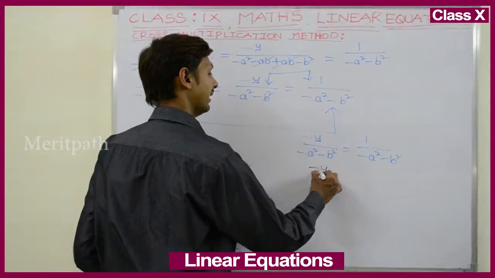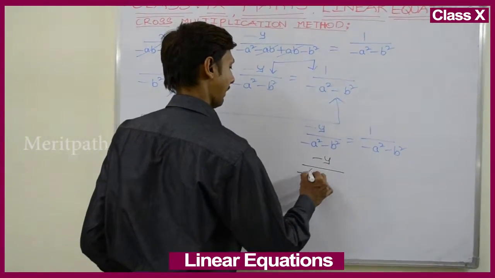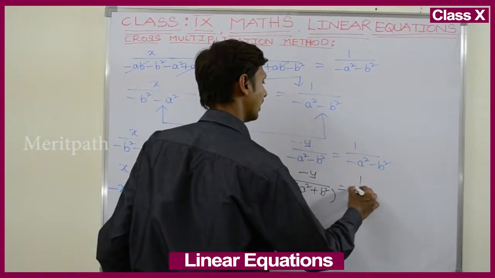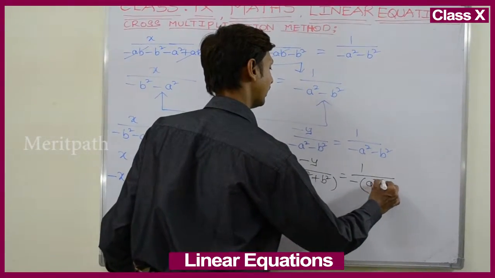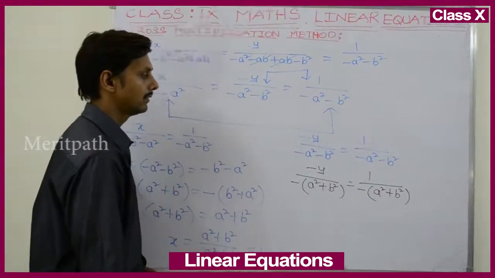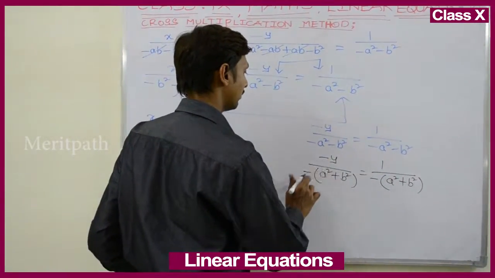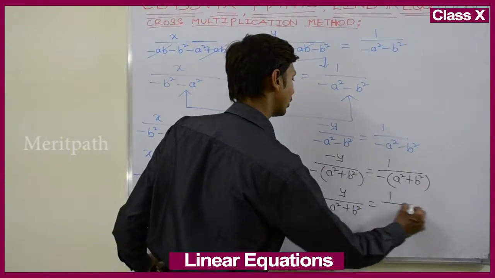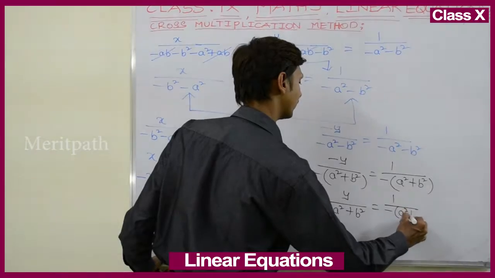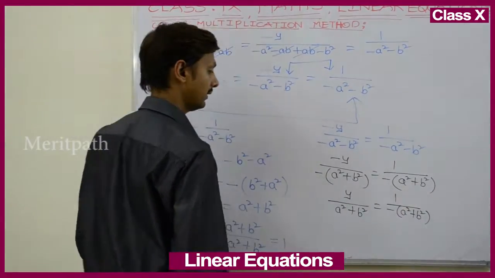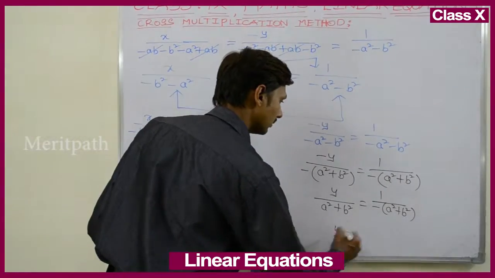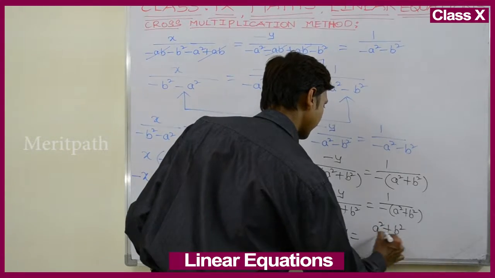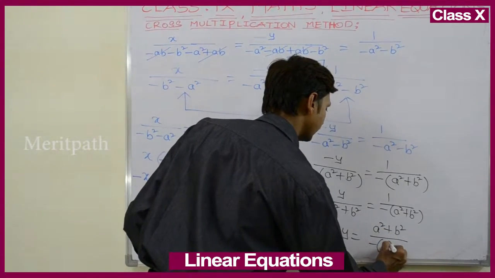So it becomes minus y by, when we take a minus common, a square plus b square, 1 by, when we take a minus common, a square plus b square. So let us cancel minus in numerator and denominator. It becomes y by (a square plus b square) is equal to 1 by minus into (a square plus b square). Then we do cross multiplication of it. After simplification, a square plus b square divided by minus into (a square plus b square).